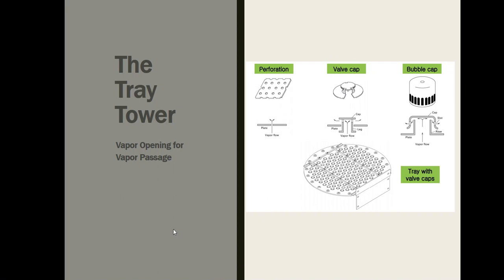So I will share to you videos on how each of these particular openings in our tray tower allows the gas to pass through against a liquid that is going down the column.